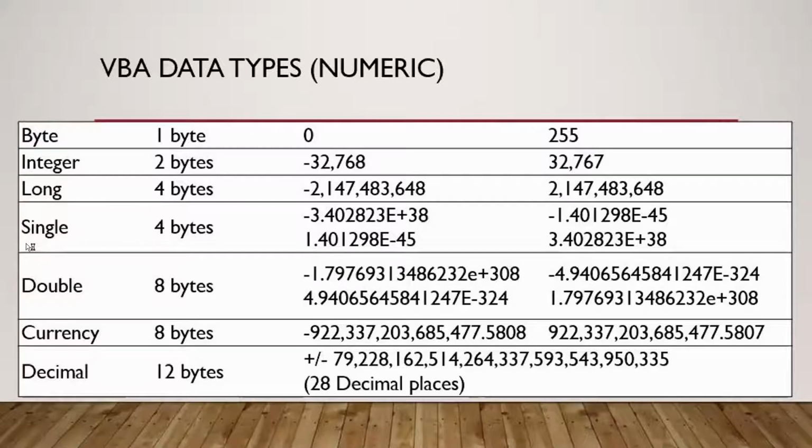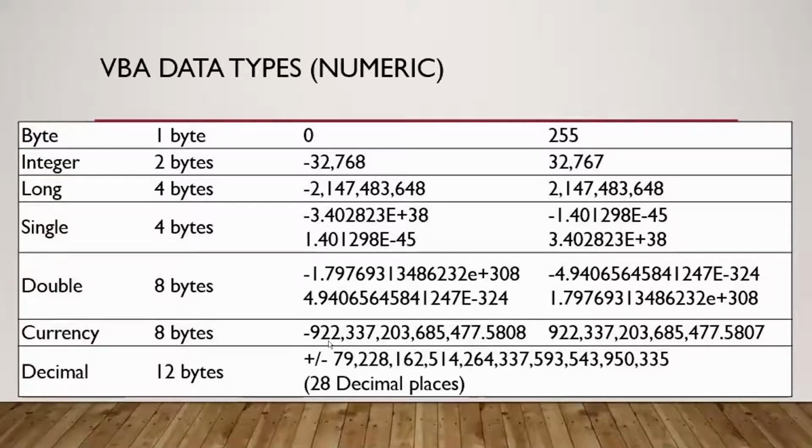If our variable is long, it's 4 bytes and minus 2.1 million to positive 2.1 million. And if it is single, again it will take 4 bytes, but the range is very large, you can see this is exponent plus 38, so it's a huge number, and double is plus 308, so it's again a huge number, and the currency is again 8 bytes.